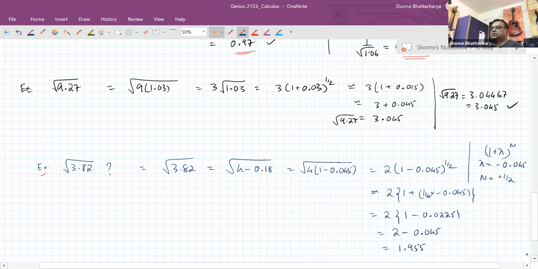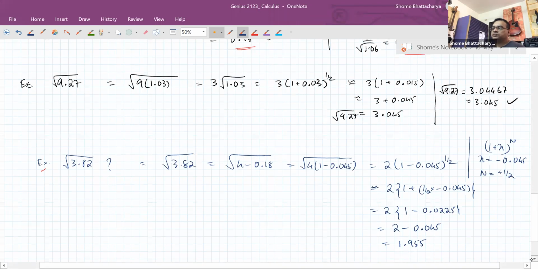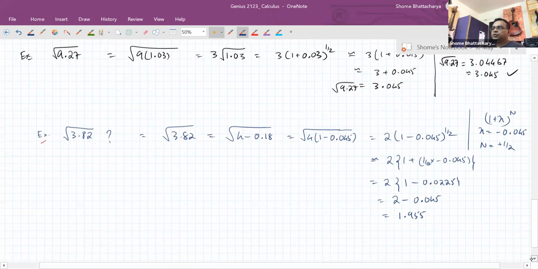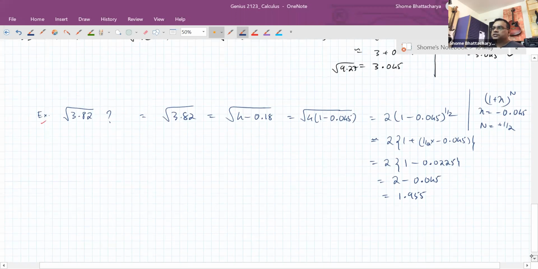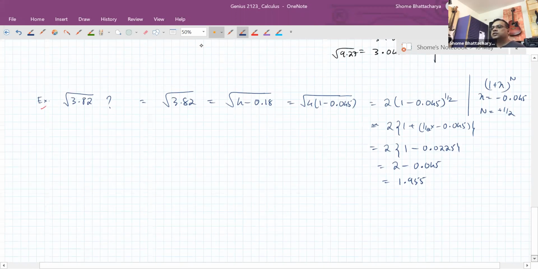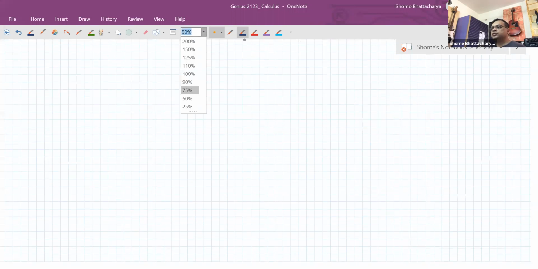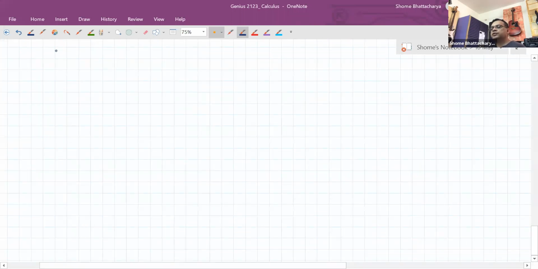So these are some examples of the application of binomial approximation method to actual numerical expressions of this type. Okay. Now let's also understand where the binomial approximation comes from. So it comes from binomial theorem.